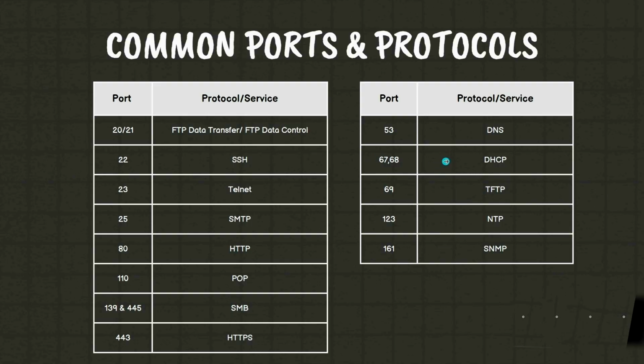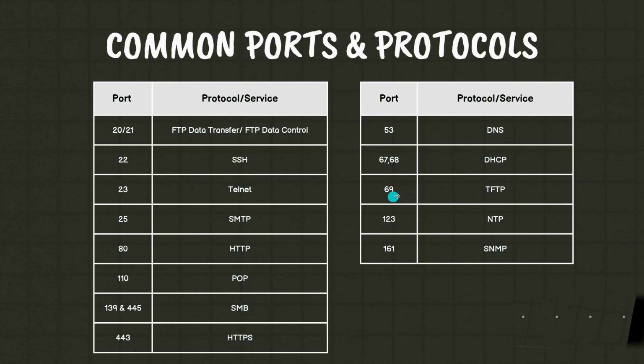Both are used by the Dynamic Host Configuration Protocol, or DHCP, for communication between clients and servers. Port 67 is used by the DHCP server to listen for the client request, while port 68 is used by the client to receive responses from the server.